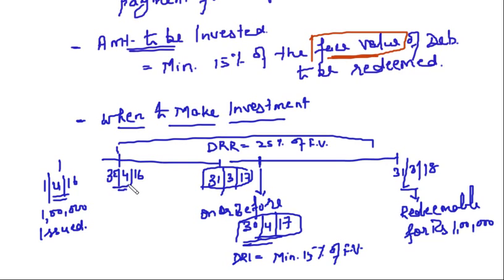Clear? So this is about debenture redemption investment. What is the amount to be invested? Minimum 15% of the face value of debentures to be redeemed. When is this investment to be made? This is to be made for the debentures which are redeemable on 31st of March next year. It is to be created on or before 30th April.